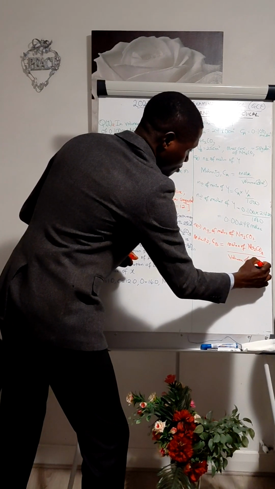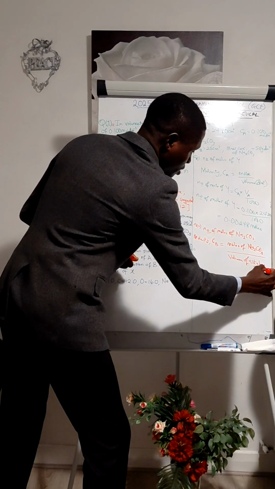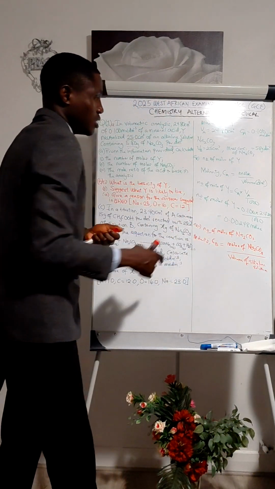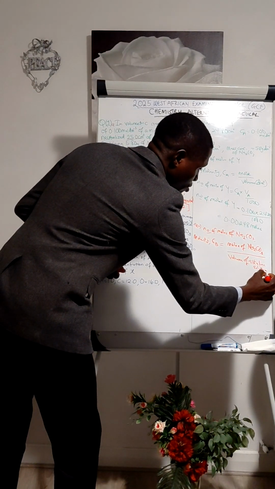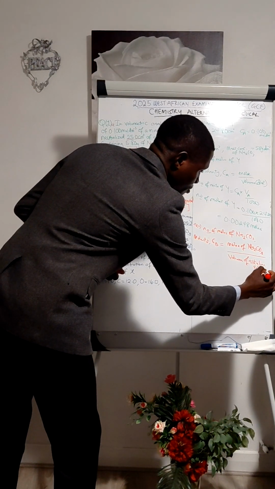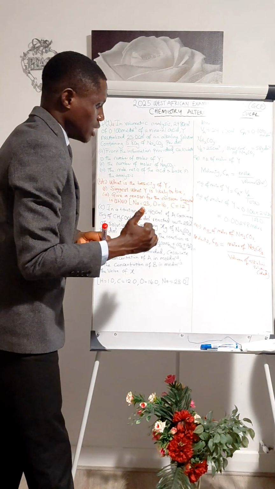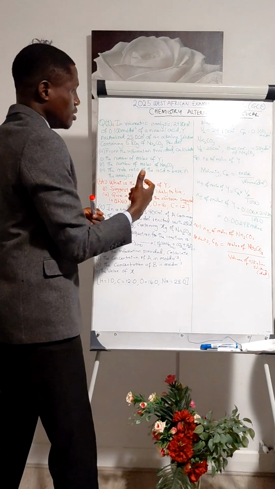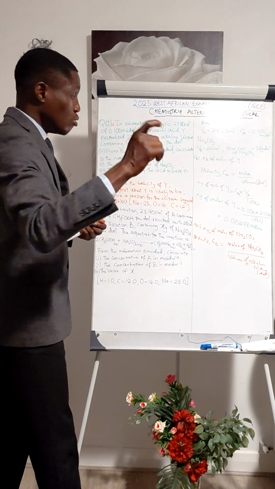The volume of alkaline solution should be in dm cube. Don't forget, it's always in dm cube. We always use volume in terms of dm cube. So now what we are going to do is that we need the CB, because we are never given CB. CB is molarity in mole per dm cube. So we need to get molarity in mole per dm cube.